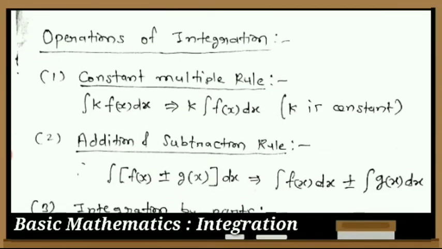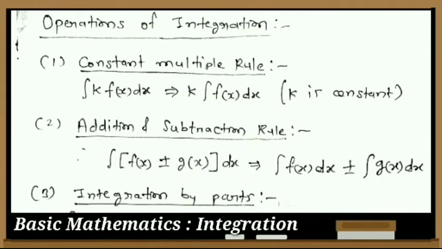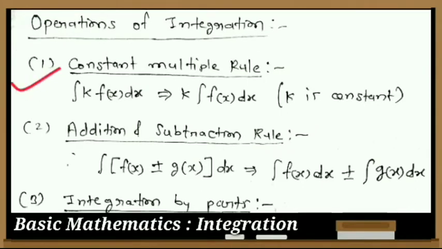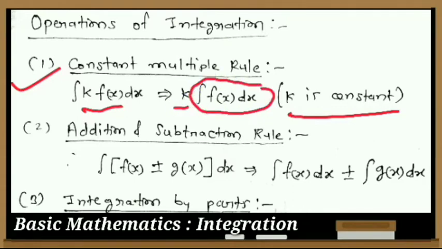Now let's move to the operations of integration. There are multiple rules of integration. The first rule is the constant multiple rule. It is written as the integral of k times f(x) dx is equal to k times the integral of f(x) dx. Here k is the constant. So when a constant comes with a function, the constant term can't be integrated, because it is already a whole number, so we take the constant term outside the integration sign.